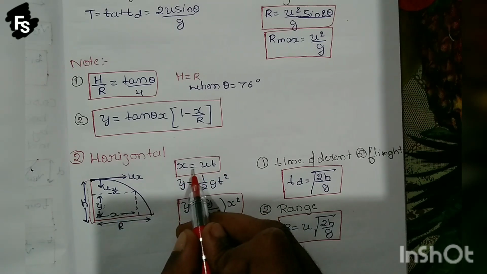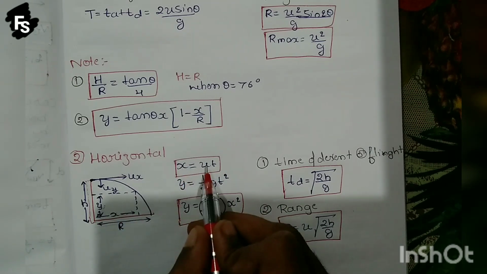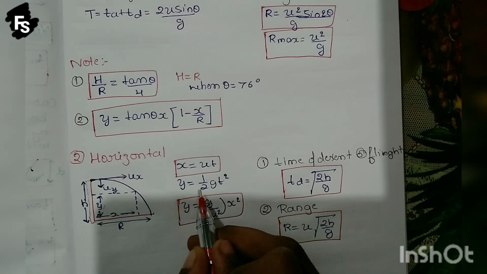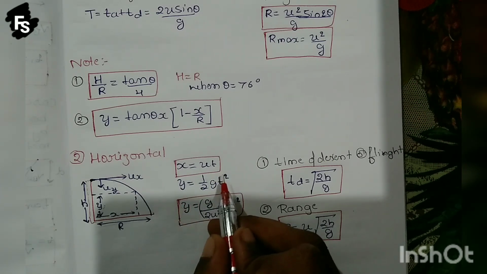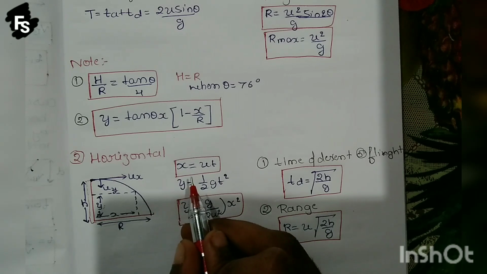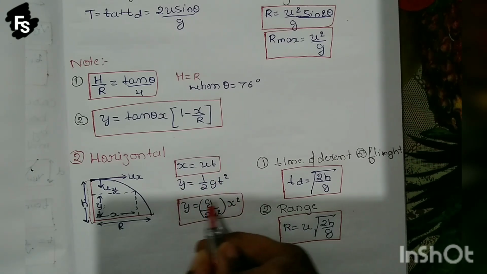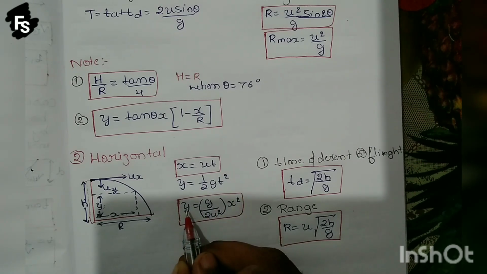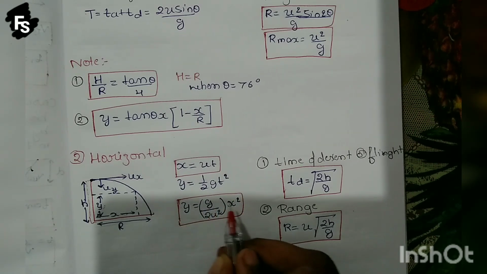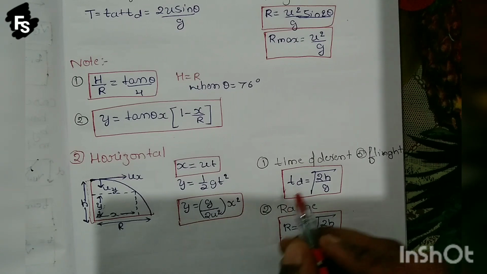X equals u into t, means distance is equal to velocity into time. Then y equals half gt square. From the kinematic formula s equals ut plus half gt square, we can get this formula. This formula is also derived from this only. Y equals g by 2u square into x square. This is a very important formula.